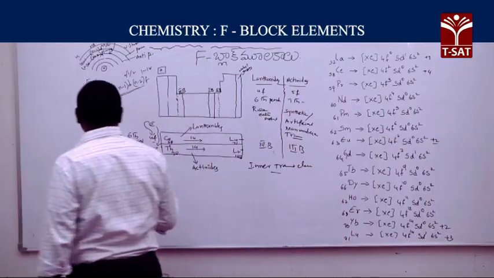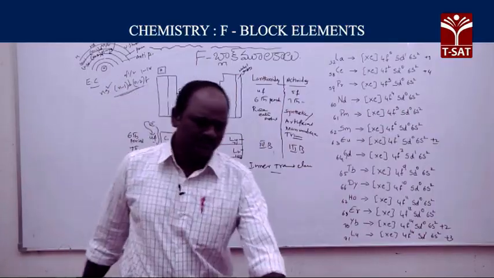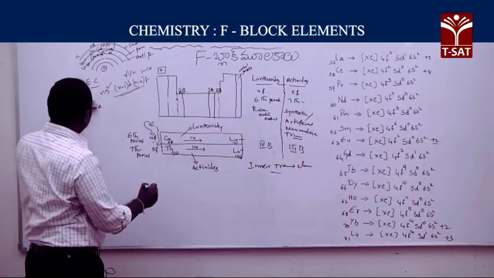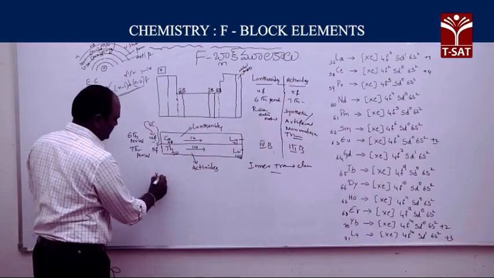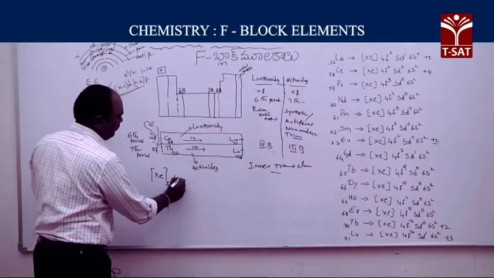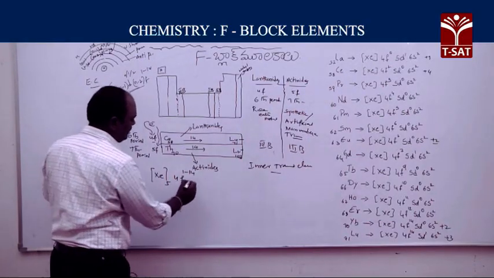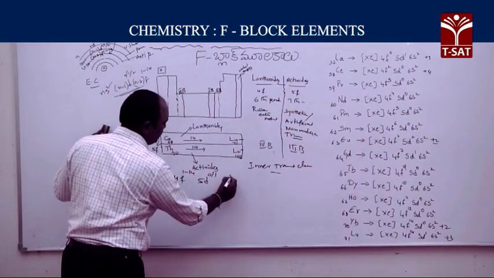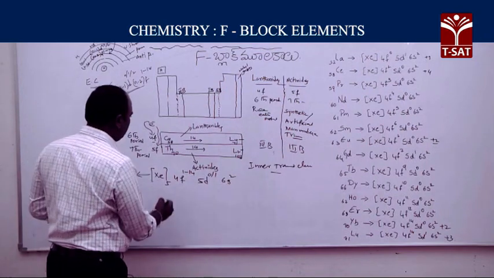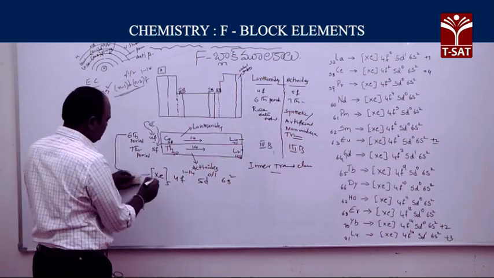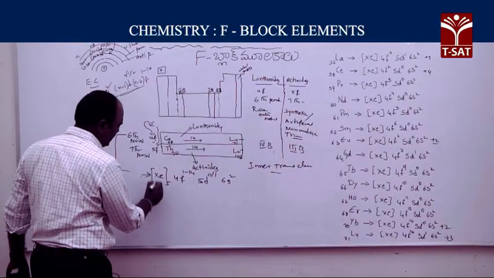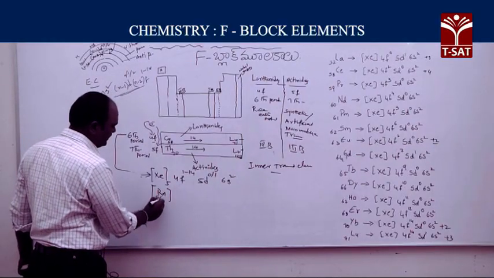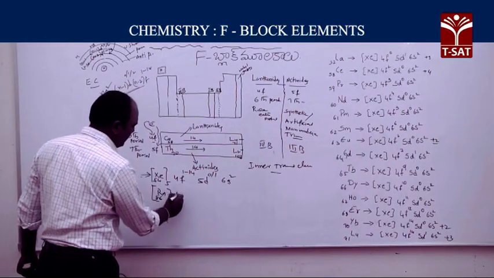This can be written very easily based on this concept only. For the lanthanides, you can write xenon 54, 4f 1 to 14, 5d 0 or 1 and 6s2. This is the electron configuration of lanthanides. And for the actinides, xenon onwards, the next element is radon, atomic numbers 86 and 54, and 5f.